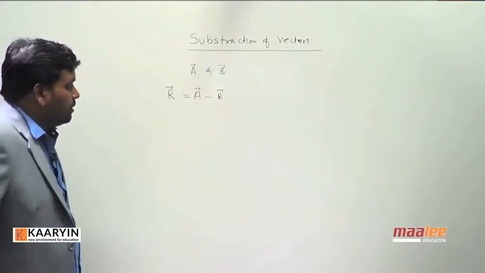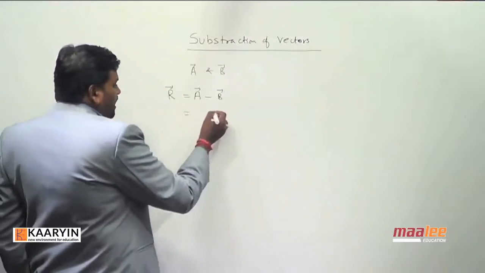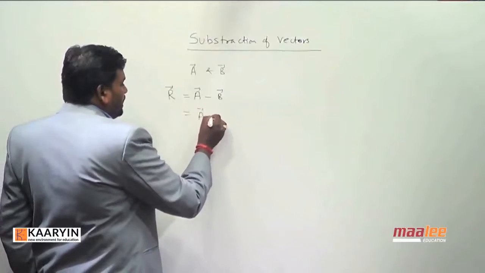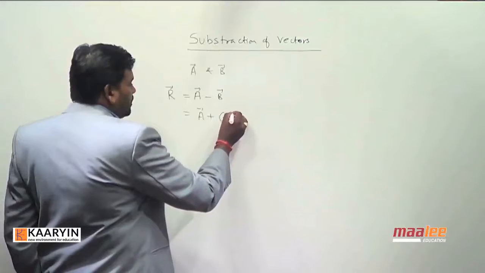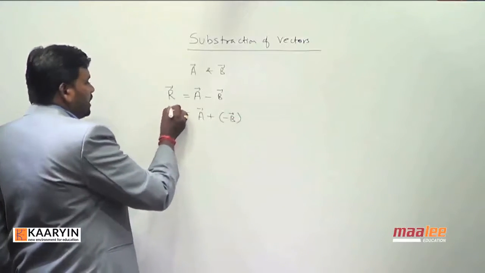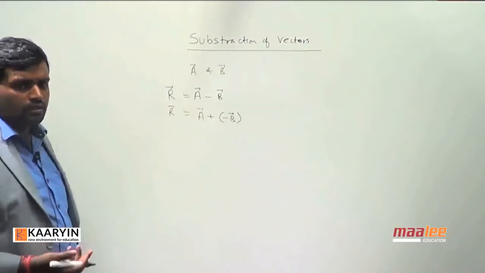This A minus B, I can write like this. Anyone is having doubt in that part? No one? Normal thing? Okay.